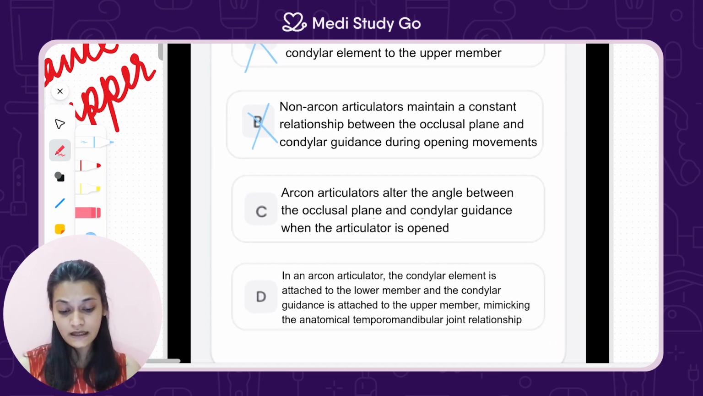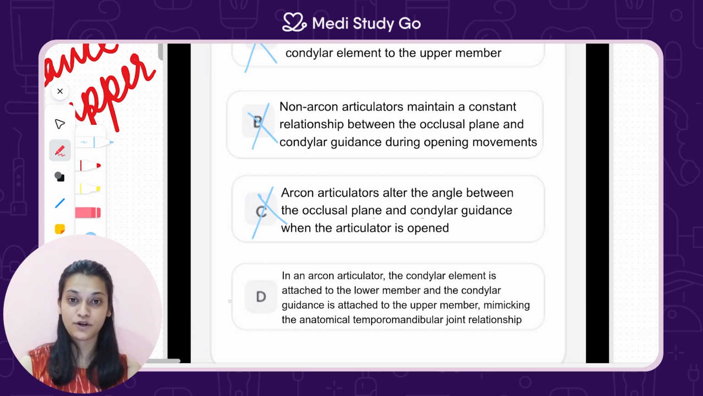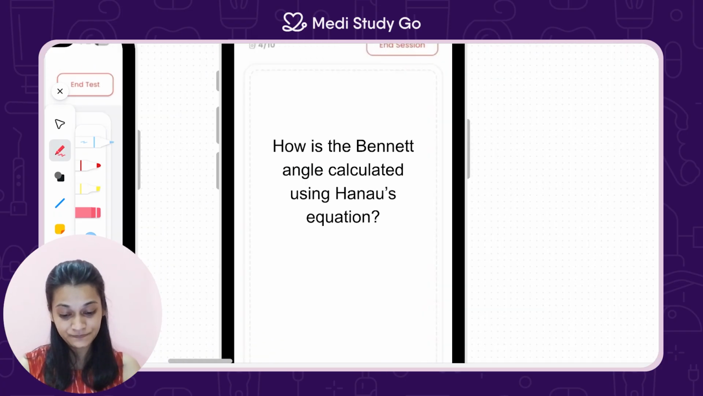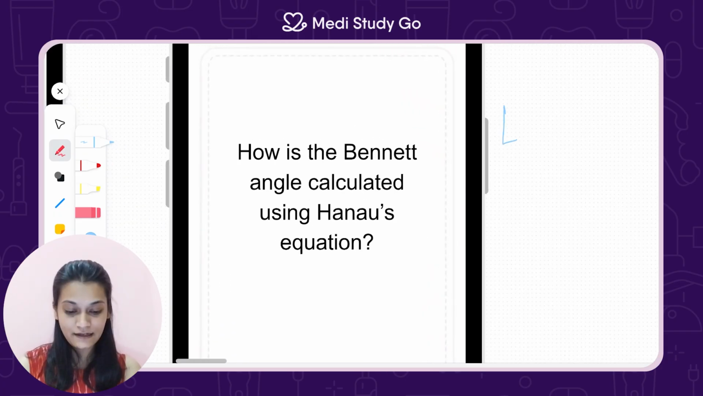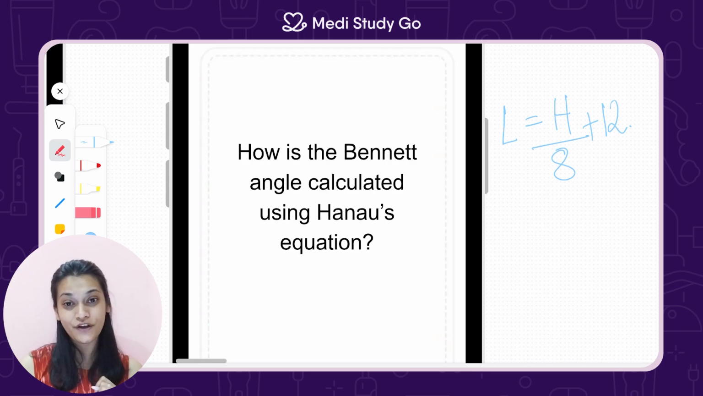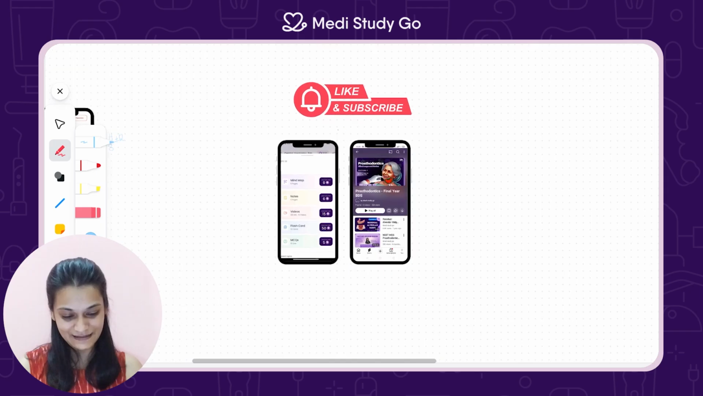Arcon articulator alters the angle between occlusal plane and condylar guidance. No, they don't alter the angle. In an arcon articulator, the condylar element is attached to the lower member. Yes. Condylar guidance to upper member. Yes. Mimicking the anatomical temporomandibular joint relationship. This is perfectly correct. So D will be the correct option. How is Bennett angle calculated? So I know L is equal to H by 8 plus 12, where L stands for your lateral condylar guidance and H stands for your horizontal condylar guidance.